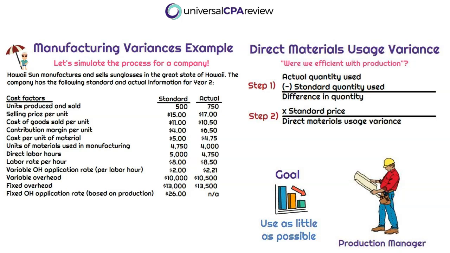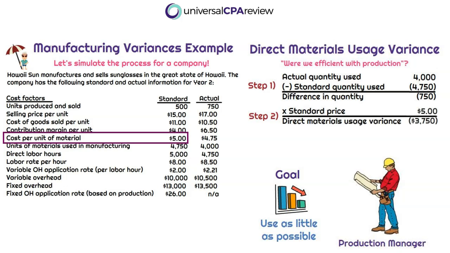So as we can see, again, here's a two-step approach. As I mentioned, we'll first focus on the quantity because we're talking about usage or efficiency, and then multiply by that standard price, and that will give us the direct materials usage variance. So our actual quantity used in manufacturing was 4,000 units. We had a standard or budgeted amount of 4,750. So we used 750 units less than we had thought. So we multiply that by the standard price, which would be $5 per unit of material, and that results in a direct materials usage variance of 3,750.